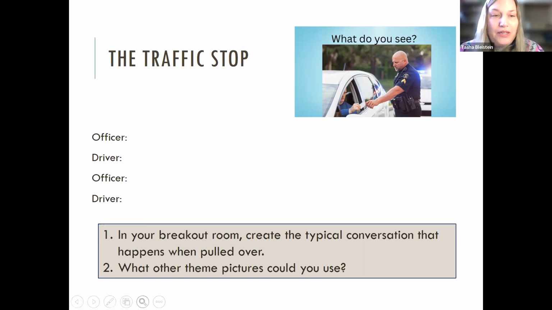So I'm going to go ahead and put you in the breakout room. And again, come up with a conversation. What does it look like? And then number 2, what other theme pictures could you use? So I'll go ahead and invite you into a breakout room. I'll give you 4 minutes.